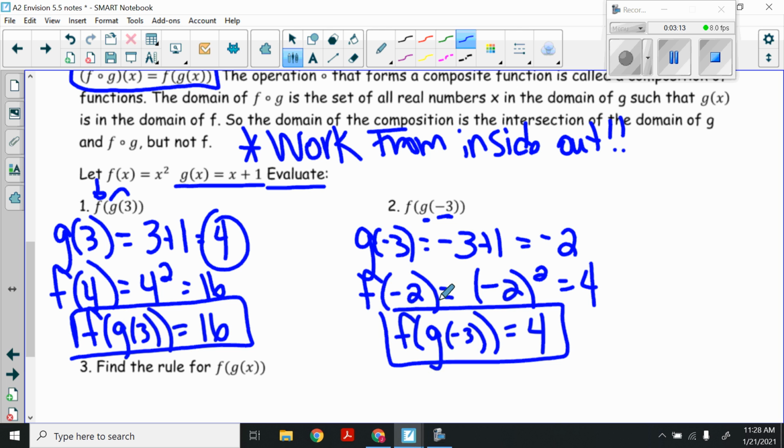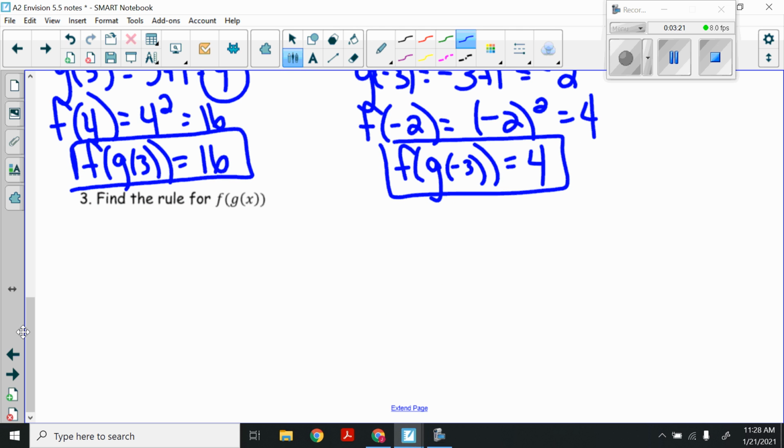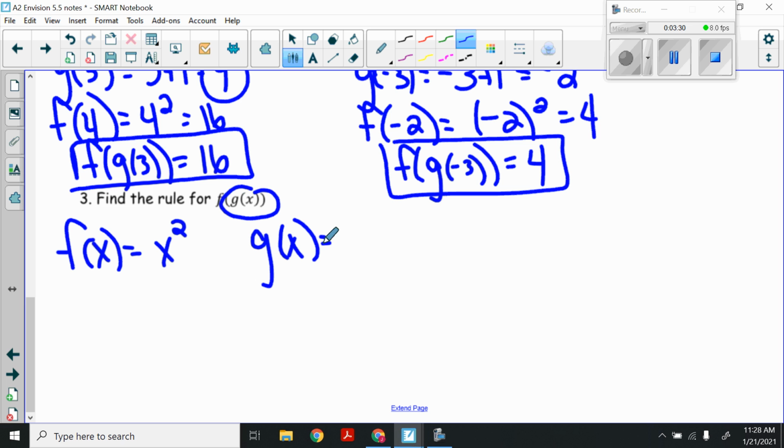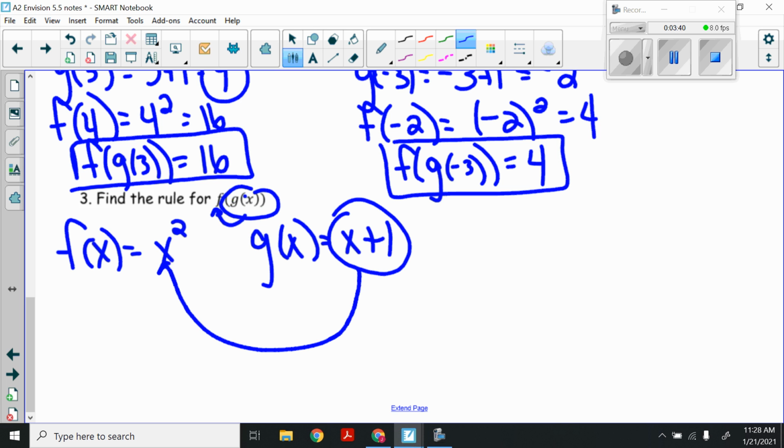So now it says, okay, let's write the rule for f of g of x. So if I didn't want to have to do the g first, then the f first, there's a rule, okay? So again, I start with the g. So let's just write these out again. f of x is equal to x squared. g of x is equal to x plus 1. So I start with the inside, and I plug it into the outside. So I take all of this, because that's g, and I plug it in over here for this x.